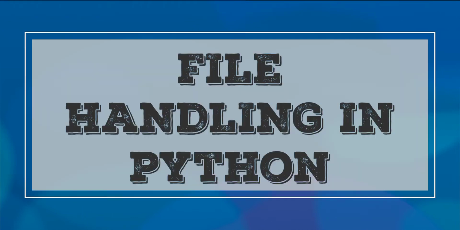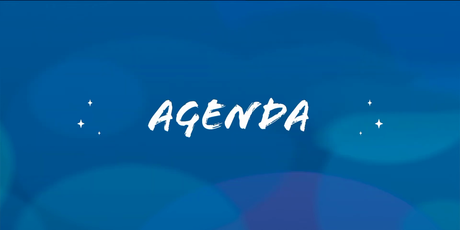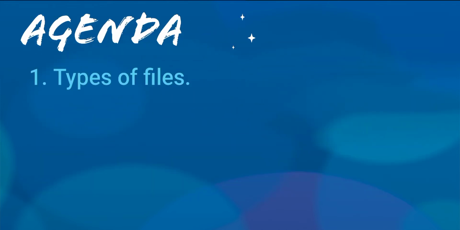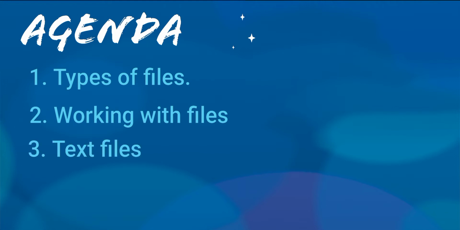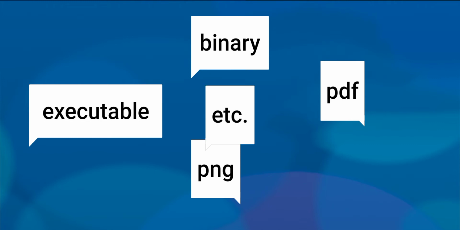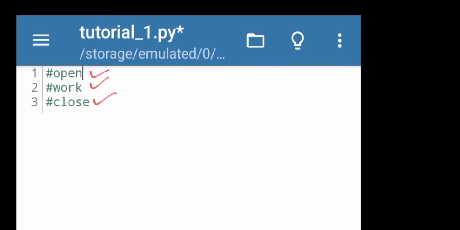In this video, we are going to cover the topic file handling. So our agenda would be types of files, process of working with files, text files, and there are many types of files such as binary files, PDF, executables, and text files. Working with files in Python is mainly a three-step process. First is to open the file, work on the file, and close the file.